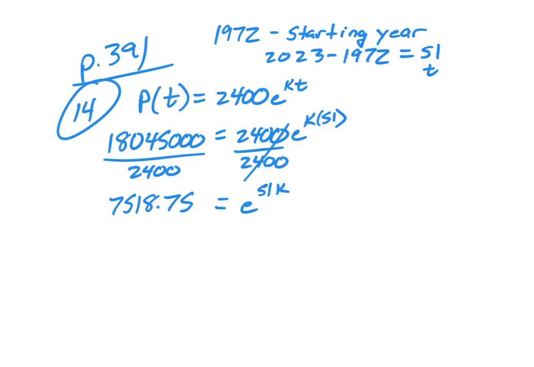Okay, so we get 7518.75, if I typed it in right. Our goal is to solve for K. Now we've seen problems like this the last couple of days. If I wanted to get K by itself, what are we going to do?